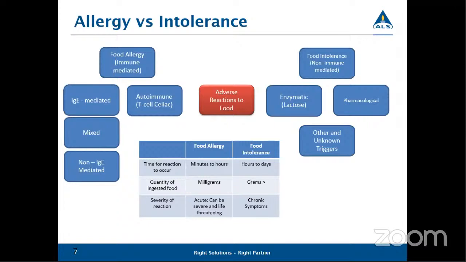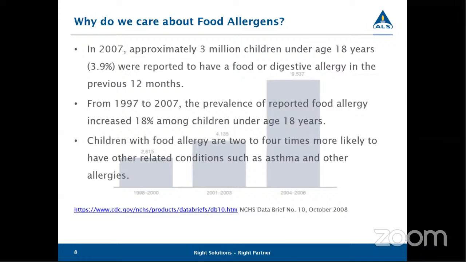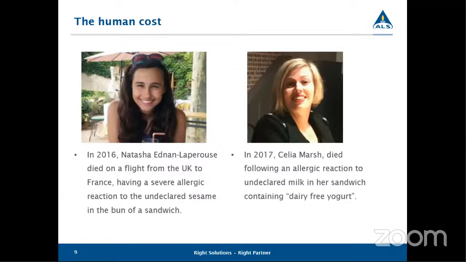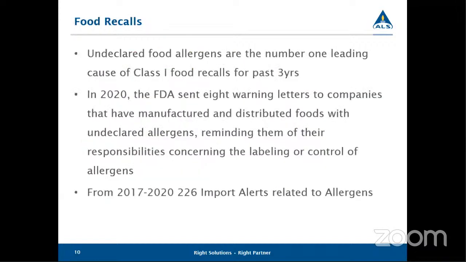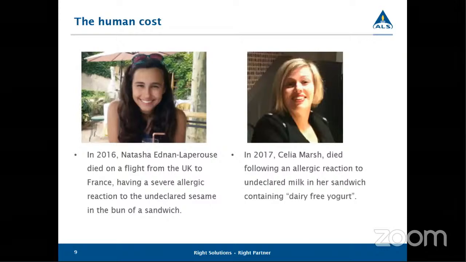And then the severity of the reaction. Food allergy responses typically can be very acute. In 2007, approximately 3 million children under the age of 18 were reported to have food allergies. So we're seeing increases in particular in childhood allergies, and those allergic reactions, when you have that anaphylaxis, can result in death in the worst case scenario.